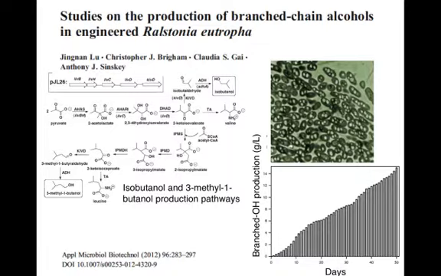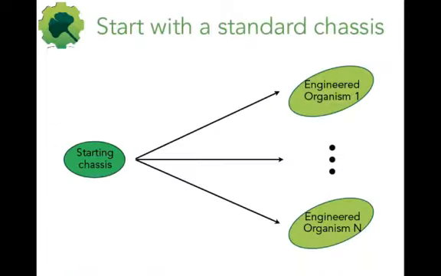So that's an example of the nearest wild-type organism approach to chassis engineering. An alternative approach is to start perhaps with a standard chassis. So the idea here is that if you need a whole slew of engineered organisms, 1, 2, 3, 4, 5, down to N, you could get to all of them from some starting material, a starting chassis.